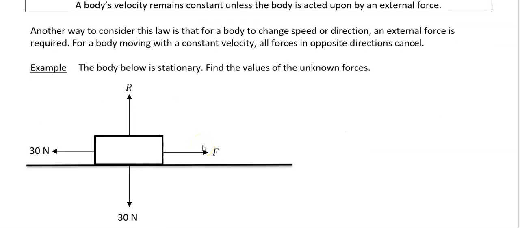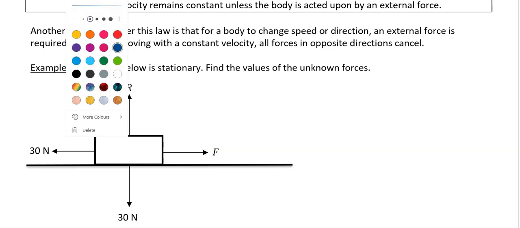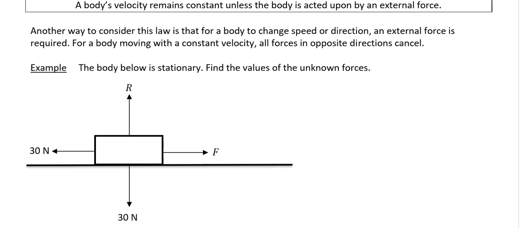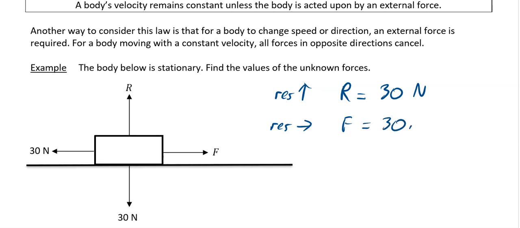This example says the body below is stationary. Find the values of the unknown forces. So if it's stationary, you know that the overall resultant force in any direction is zero. If you resolve vertically, the force up, which is R, is equal to the force down, so R is equal to 30 newtons. Likewise, if we resolve horizontally, the force right is equal to the force left, so F is equal to 30 newtons.